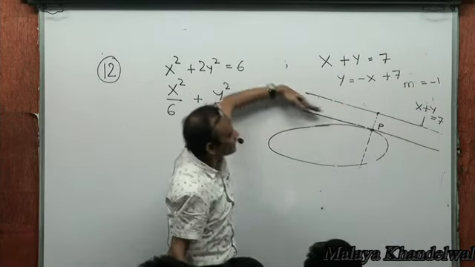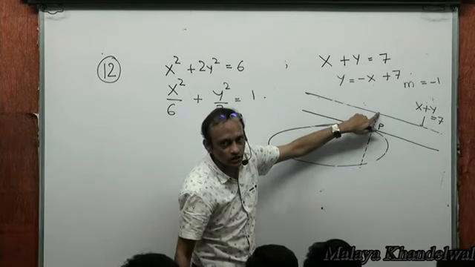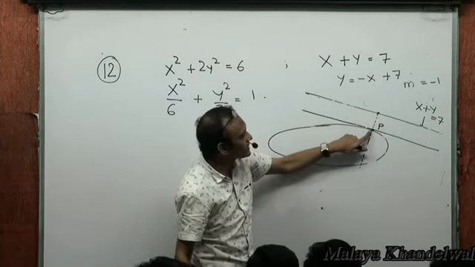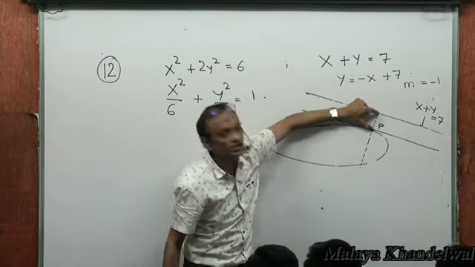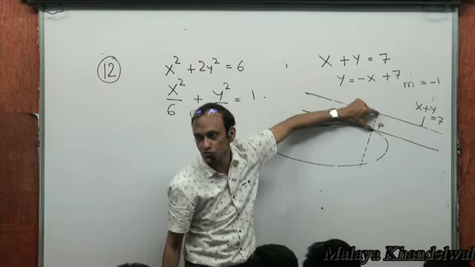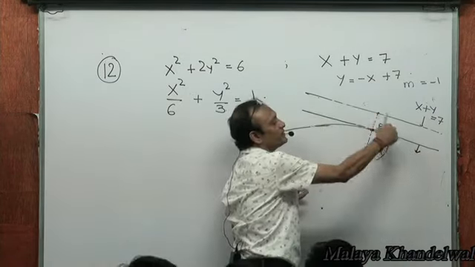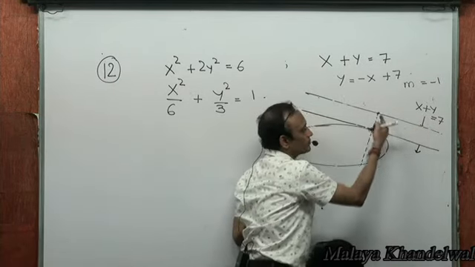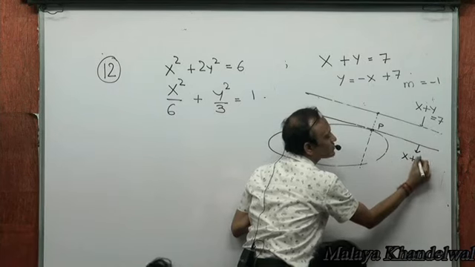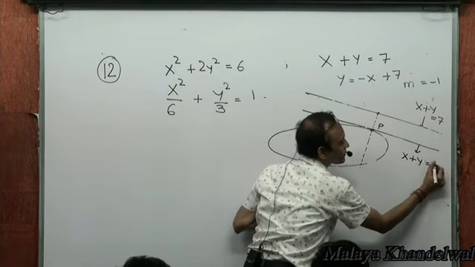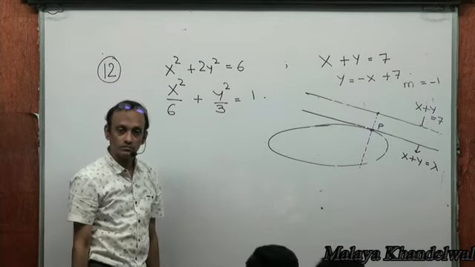That means if this is a normal, a line perpendicular to the line x plus y equal to 7, and a line which is a normal to the curve at P, then along this would be the required shortest distance. Now, this tangent should be parallel to this line, because this line is perpendicular to both. So the equation of this tangent must be x plus y equal to some constant lambda.